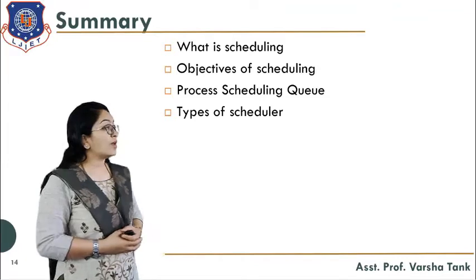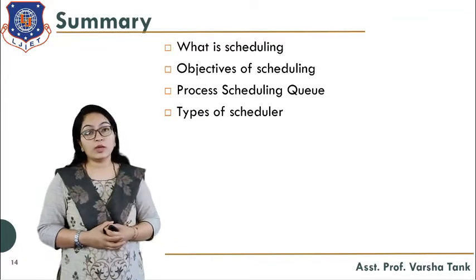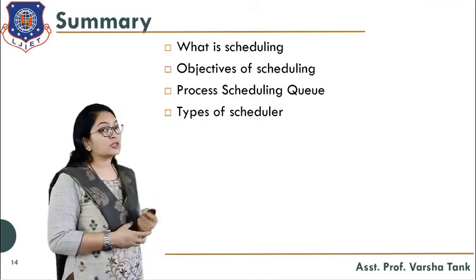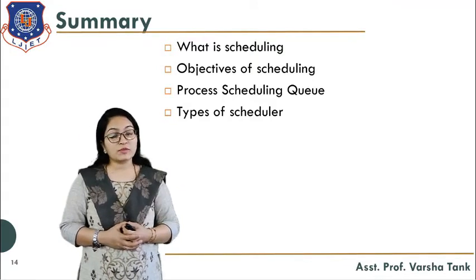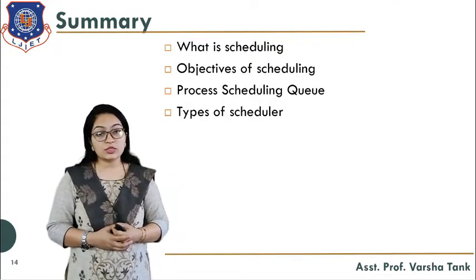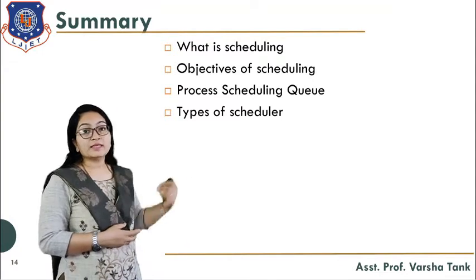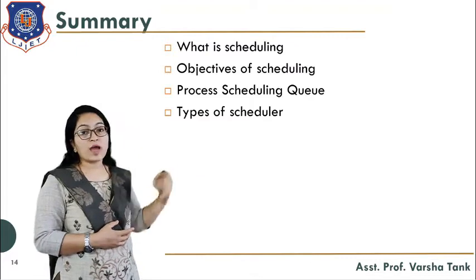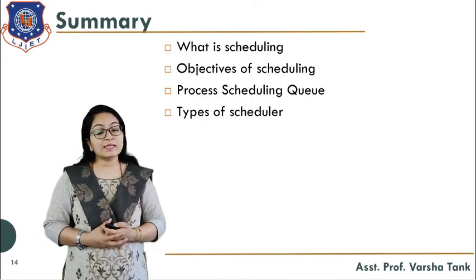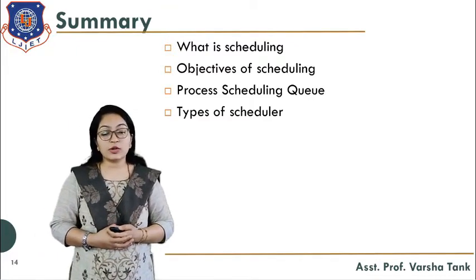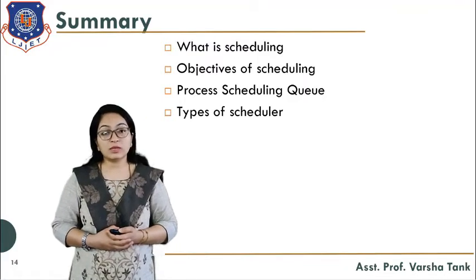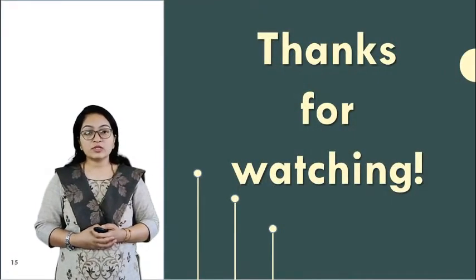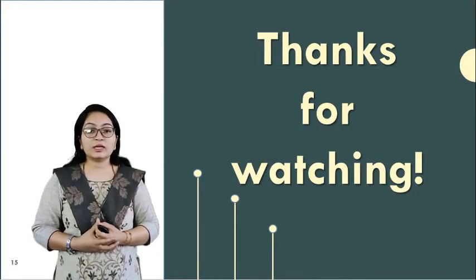Okay, so today we have learned what is scheduling, and which are the objectives of scheduling. Then we have learned about the process scheduling queues. Basically, there are three types of queue: job queue, device queue, etc. Then next is the types of scheduler. So this we have covered today, and in the next lecture we will cover the process scheduling algorithms. We will start with FCFS. So this is all about this lecture. The remaining interesting topics we will cover in the next lecture.